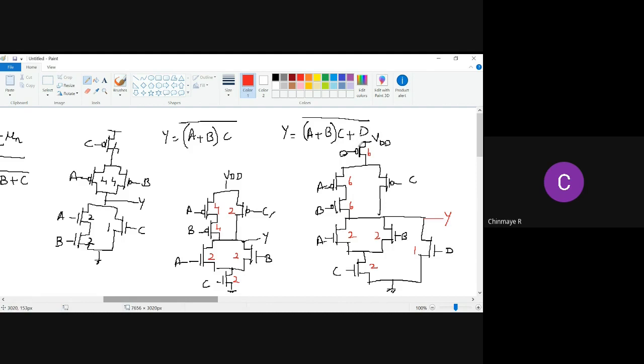What resistance should you connect in series with R by 3 so that you make the effective resistance equal to R? 2R by 3. Correct. So you have to connect a resistance of 2R by 3 so that the effective resistance is R. So for a resistance of 2R by 3, what should be the width of C? For R by 3, it is 6. For 2R by 3, what should be the width?